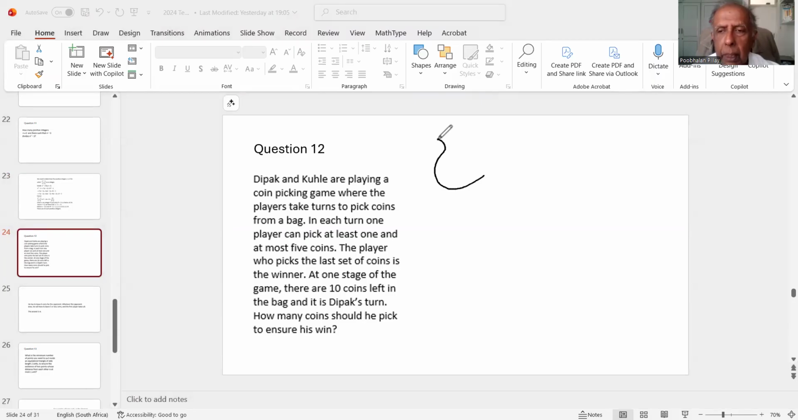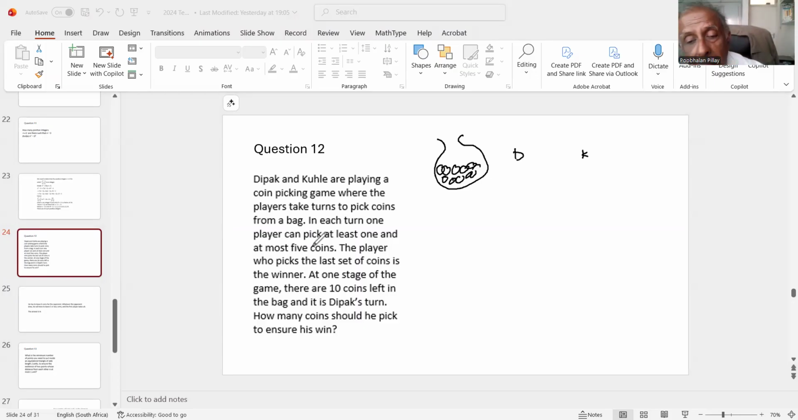So there's a bag, and you've got a number of coins inside this. These two guys pick coins. So Deepak plays and Kushla plays. All right. Now in each turn, one player can pick at least one, but at most 5 coins.